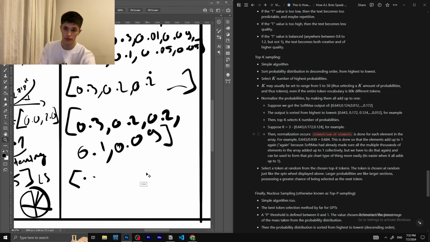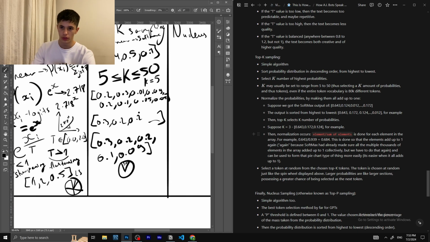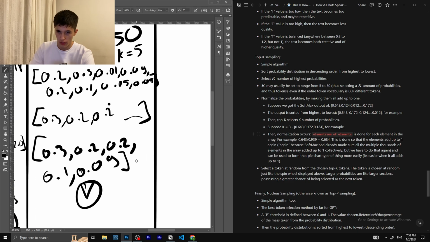And now you have this kind of pie chart shape, and now you can do the lottery spin as we've done in the temperature scaling, and we select a token at random from the chosen top k tokens. The token is chosen at random, just like the spin wheel displayed above. Larger probabilities are like larger sections, possessing a greater chance of being selected as the next token. Now hopefully you got that. Let me just denote this as normalize.